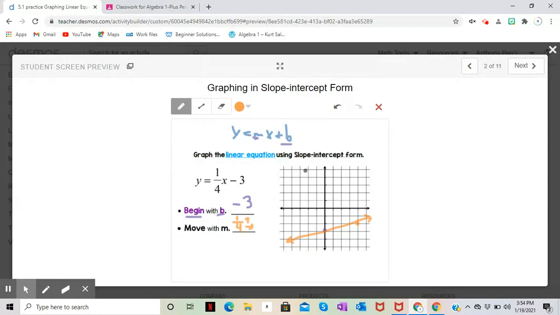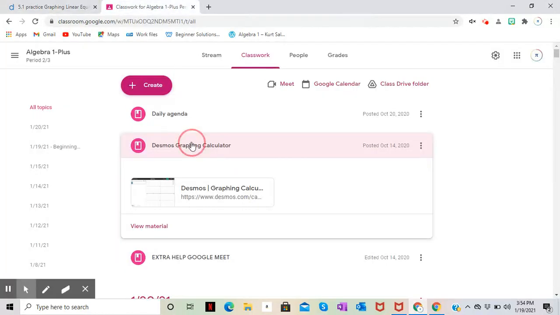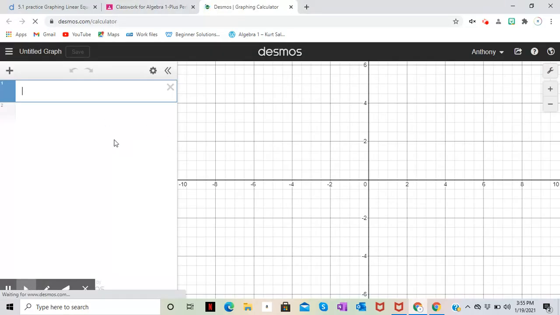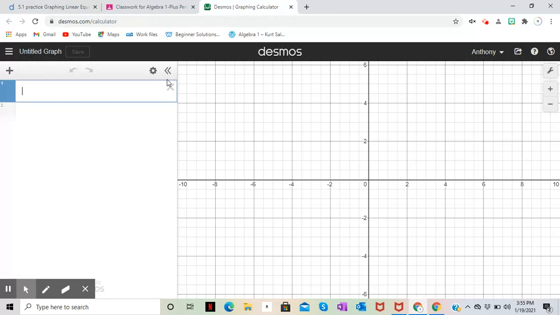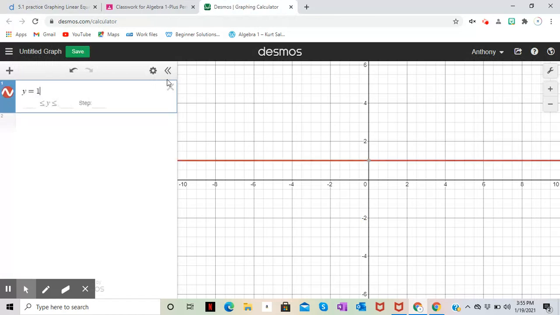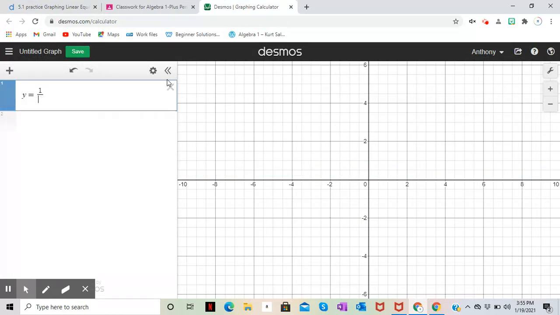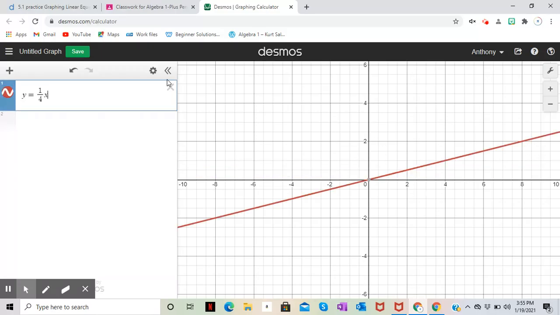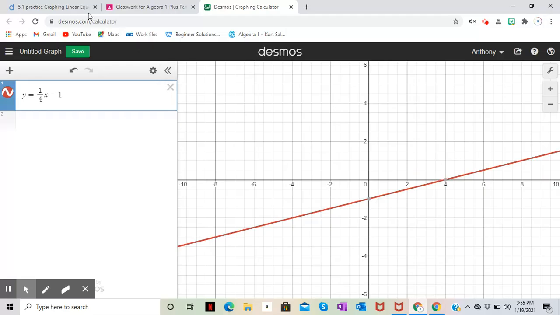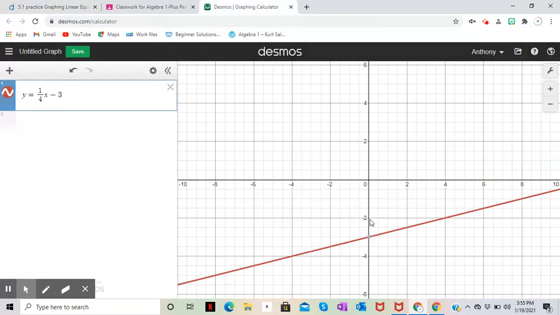Now, after you graph your line, you can check to see if your line is correct by using the Desmos graphing calculator. If you click on the Desmos graphing calculator, and in this cell that pops up, you type the equation in, which was 1 over 4x minus 3. You have to type in y equals 1 over 4. To get the fraction, again, you're going to hit the slash next to shift. So 1 over 4 x minus 1, 3, I'm sorry, minus 3. And now this is the graph that comes up.